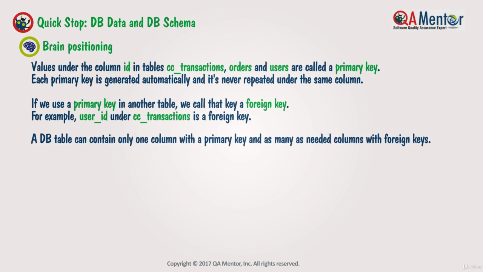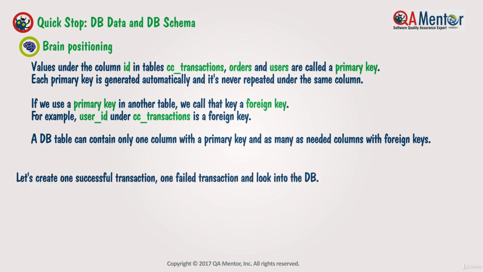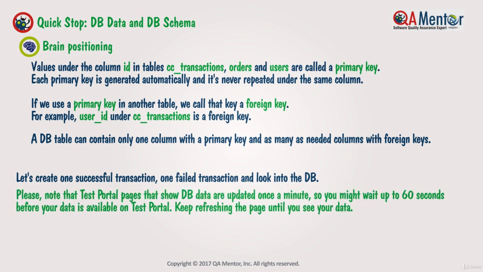A DB table can contain only one column with a primary key and as many as needed columns with foreign keys. Let's create one successful transaction, one failed transaction, and look into the DB. Please note that Test Portal pages that show DB data are updated once a minute, so you might wait up to 60 seconds before your data is available on the Test Portal. Keep refreshing the page until you see your data.